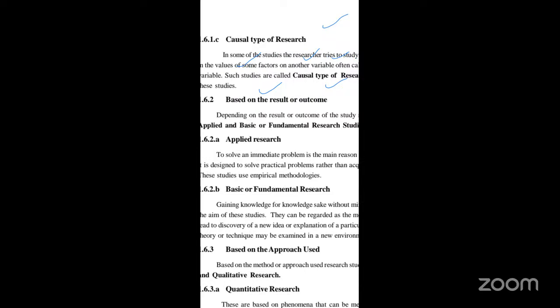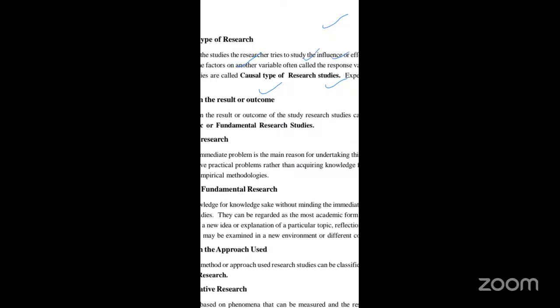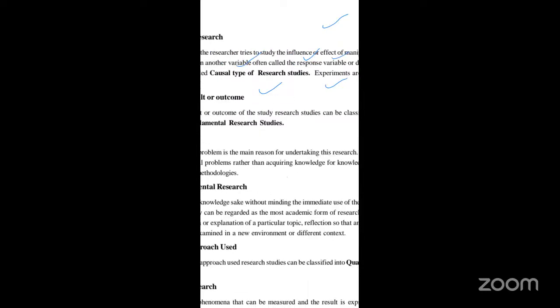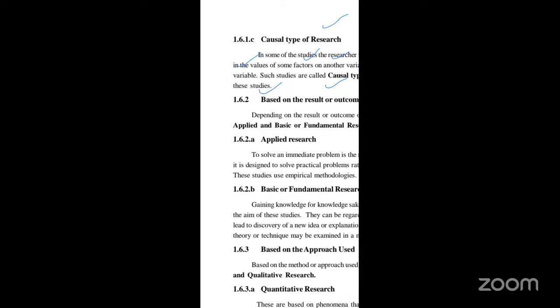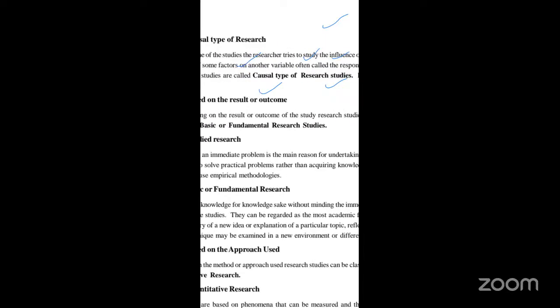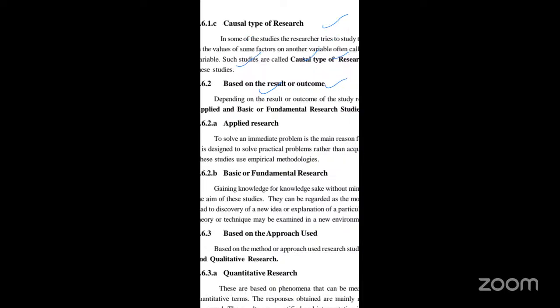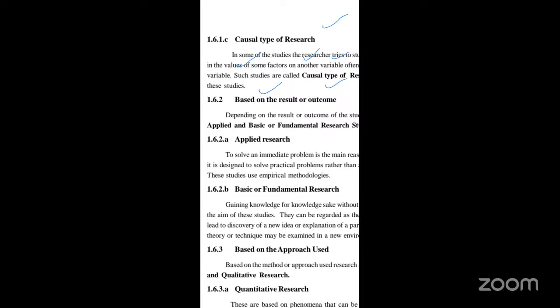So, here causal types of research. In some of the studies, the researcher tries to study the influence or effect or manipulation of the values of some factors on another variable, often called the response variable or dependent variable. Such studies are called causal types of research studies. Experiments are used in these studies. Based on the result or outcome of the study, research studies can be classified into applied and basic or fundamental research studies.